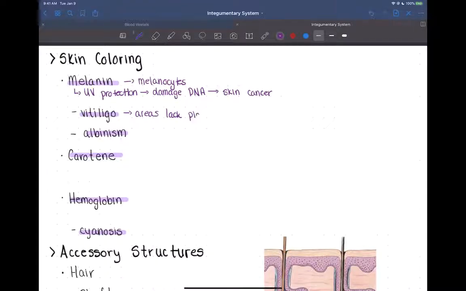All right, so they lack that melanin. And so this is caused by an autoimmune condition. All right, so this is autoimmune, which means that your immune system is attacking your own body cells. And so in this case, the immune cells would be attacking melanocytes, and it's usually isolated to certain areas. And so this is caused by an autoimmune condition versus albinism, which is a genetic condition.